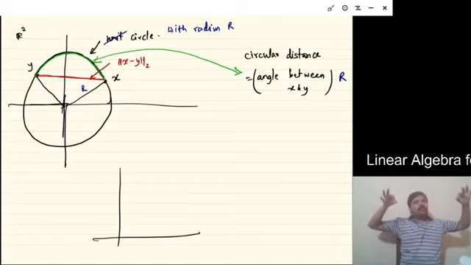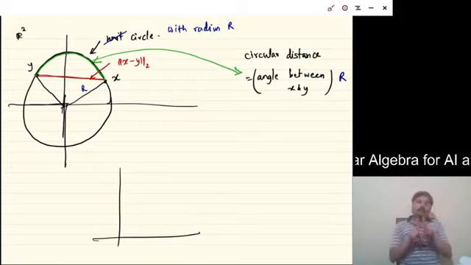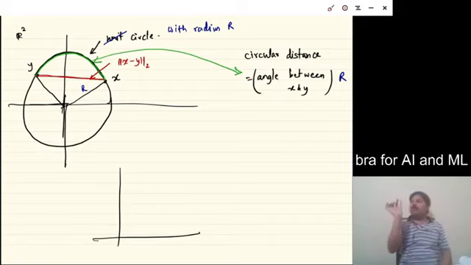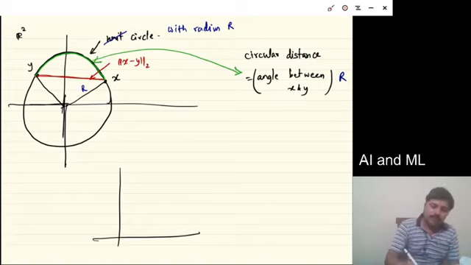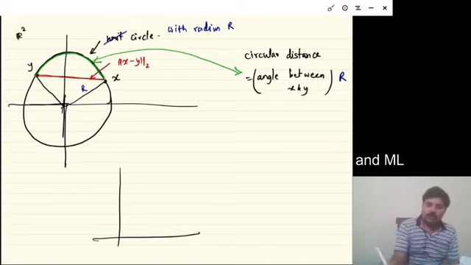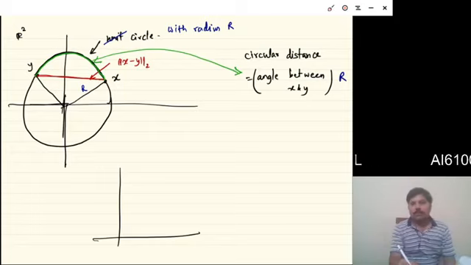Now consider this: if those two points x and y are very close to each other, then what will happen? The angular distance, so the length of arc, will be roughly the same as the length of the chord, right? So this is basically the length of arc xy that I am really looking at, and the Euclidean distance is the length of chord between the points x and y.